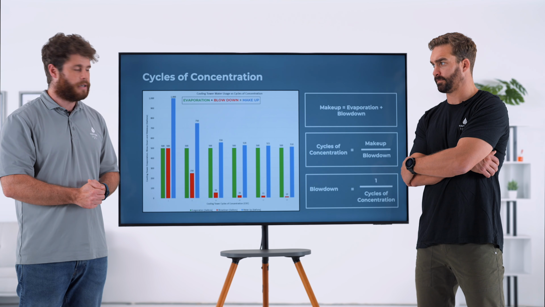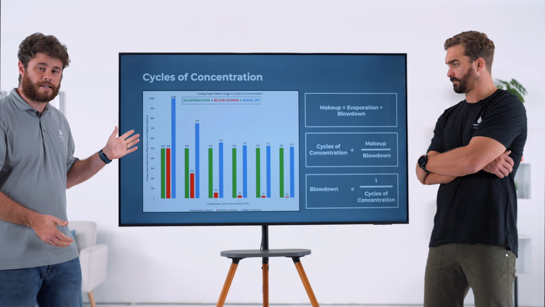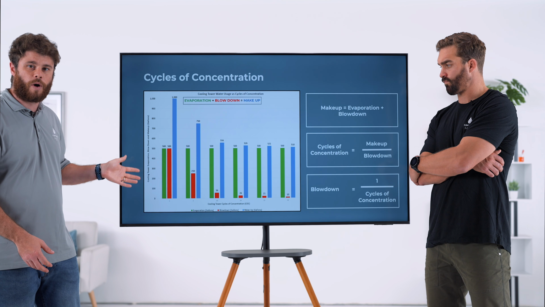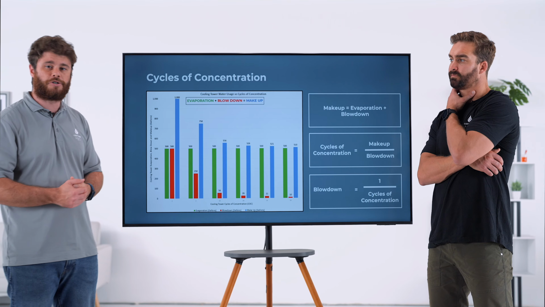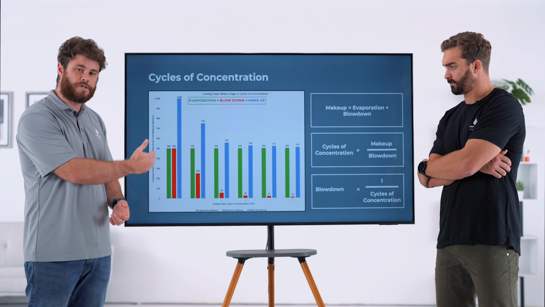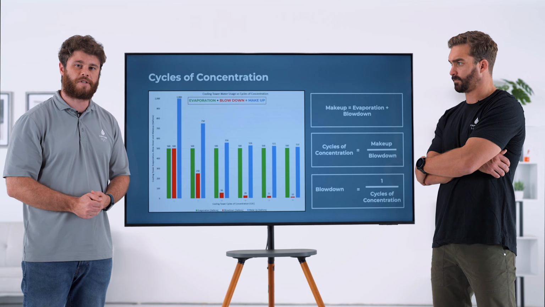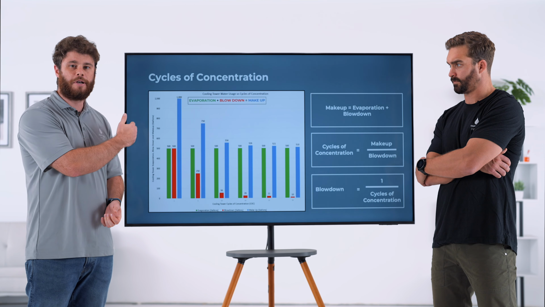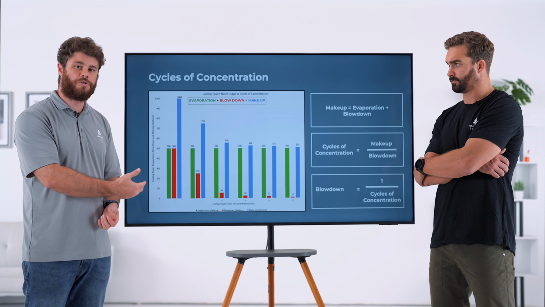You can see on the left side of this slide a graph that represents your water volumes on your y-axis and your cycles of concentration on your x-axis. Think back to the equation I started with on the last slide. Your makeup is equal to your evaporation plus blowdown. That's what we're representing at each one of these levels of cycles on this graph. Green is your evaporation, red is your blowdown, blue is your total makeup.